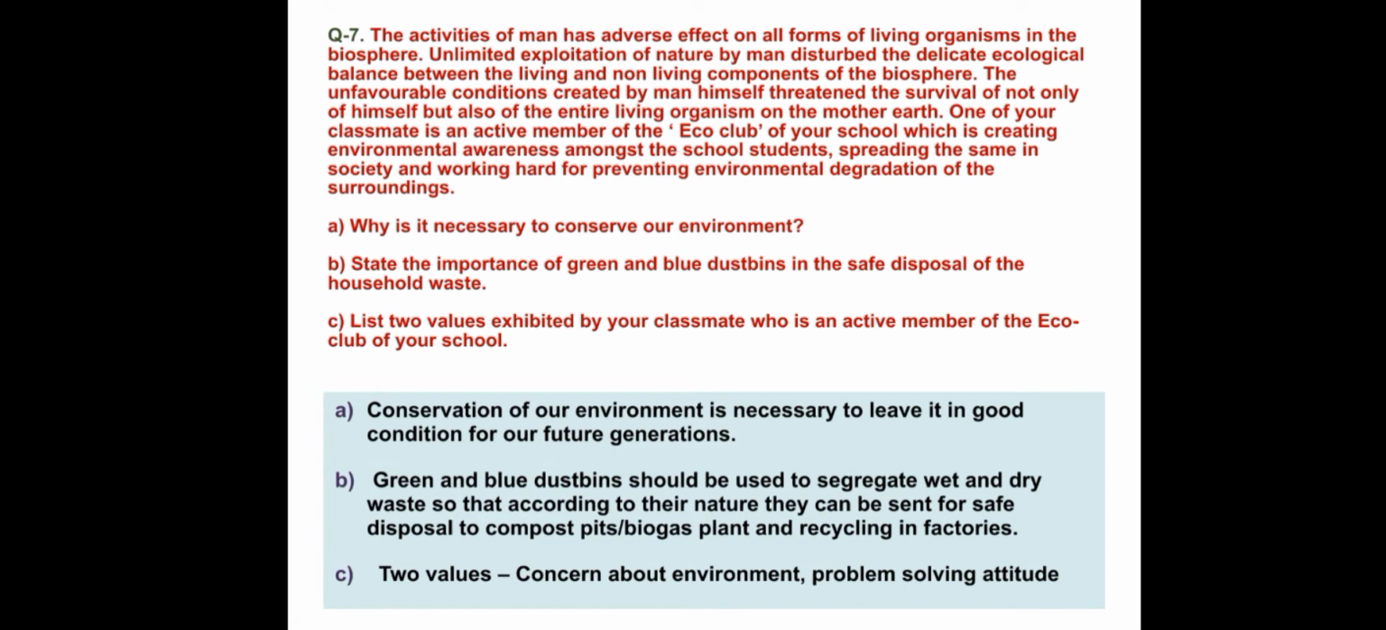First question, why is it necessary to conserve the environment? Conservation of our environment is necessary to leave it in good condition for our future generations. Second question, the importance of green and blue dustbins. Green and blue dustbins should be used to segregate wet and dry waste so that according to their nature they can be sent for safe disposal to compost pits or biogas plants and recycling in factories. Third question, values exhibited by your classmate. Here two values are asked, so you can write these values: concern about environment, problem solving attitude, and any other relevant value can also be given as an answer here.